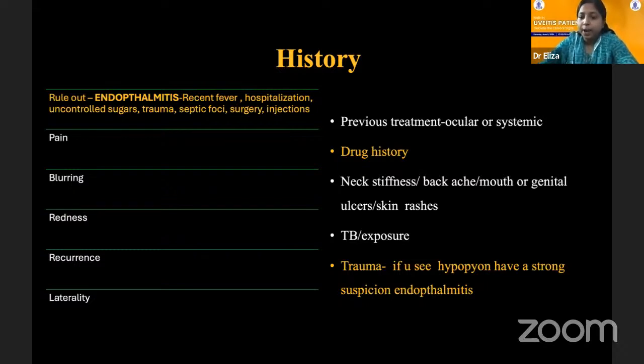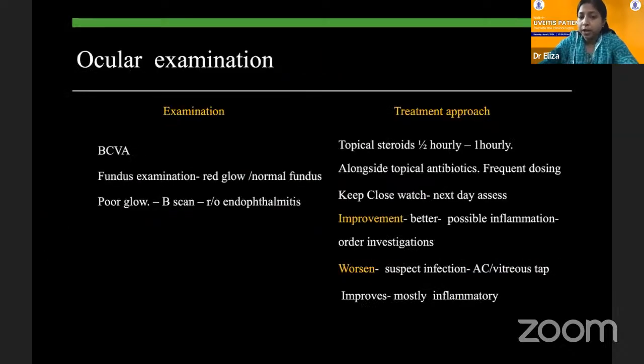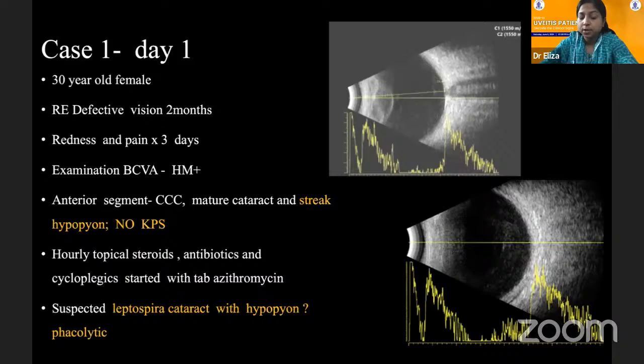So in any case of Hypopyon, even when we suspect inflammation, it's very important to take history, which would give us a clue whether we are dealing with infection, like history of recent fever, any septic foci, recent surgery, injections, uncontrolled sugars, history of trauma. And some of the drugs like rifabutin in immunocompromised patients also cause hypopyon uveitis. Again, history to rule out any autoimmune disorder is also very important. So history is very crucial whenever hypopyon uveitis walks in to our OPD.